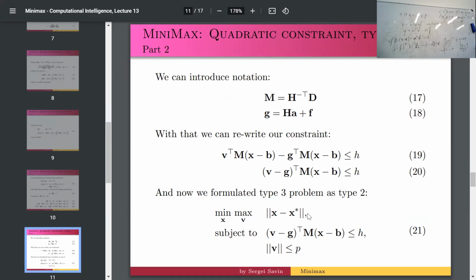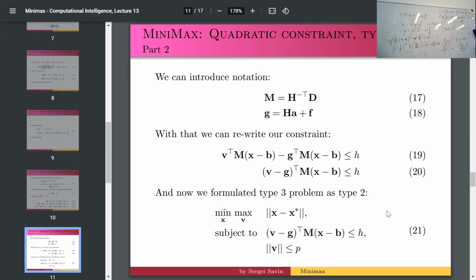Then we can see that our equation can be rewritten as V transpose (M x minus B) minus G transpose (M x minus B). And that is actually what we know how to solve. We just solved it previously. How? Well, V would have to be aligned with this vector, which is going to get us P times the norm of this guy, and that is SOCP. That we know how to solve.